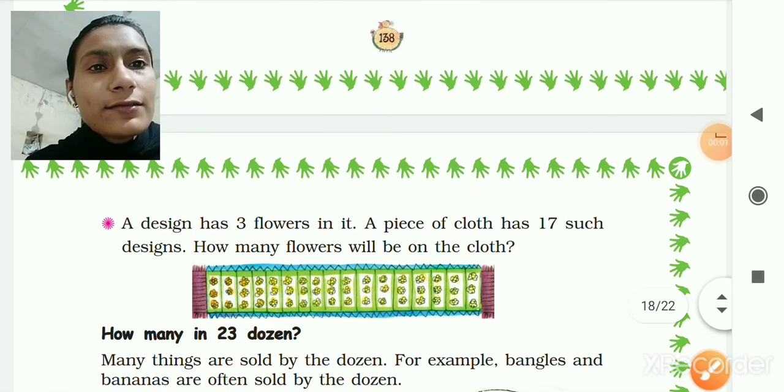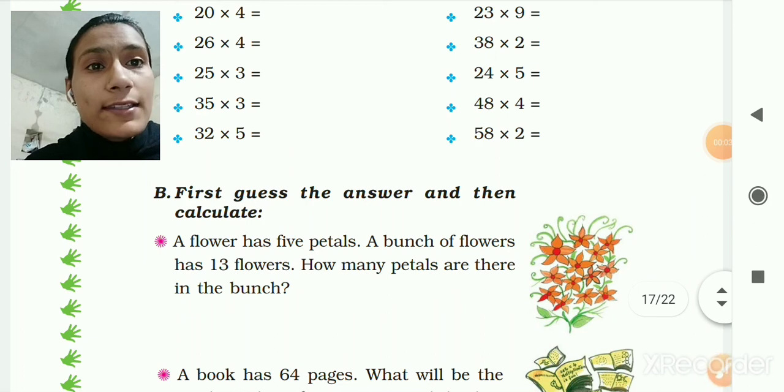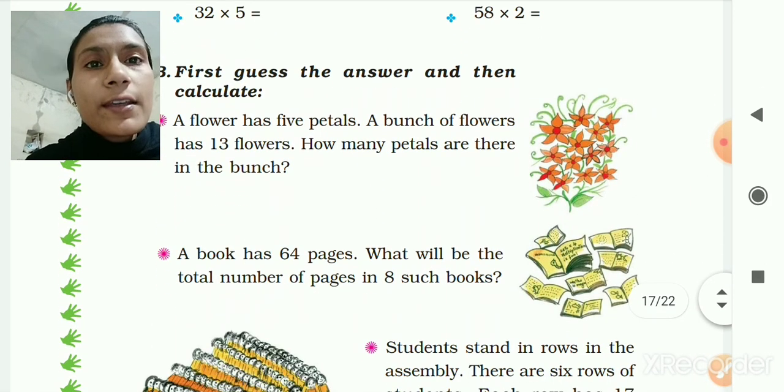So till here, this is how to write it: first guess the answer and then calculate. I will send that in the PDF. So like that you can write in your fair book.